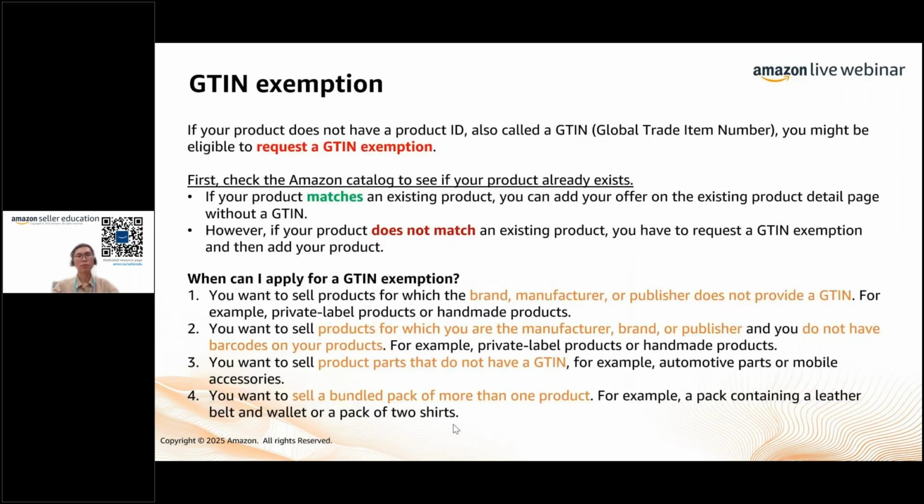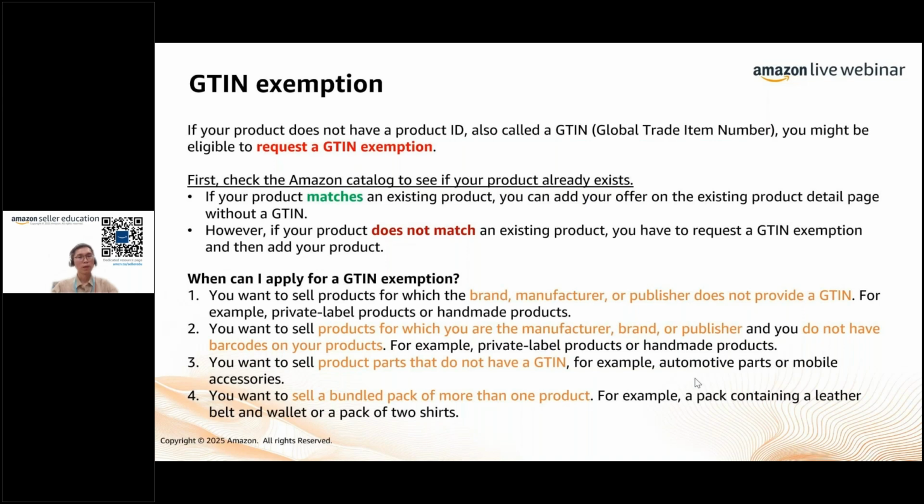So in some cases, your product may not need an ID. You can do what we call a GTIN exemption, right? This process is quite straightforward. So during the product listing process, if you select the option that says my product does not have a product ID, there'll be an option for you to apply for GTIN exemption, right? And then it will take you through the process.